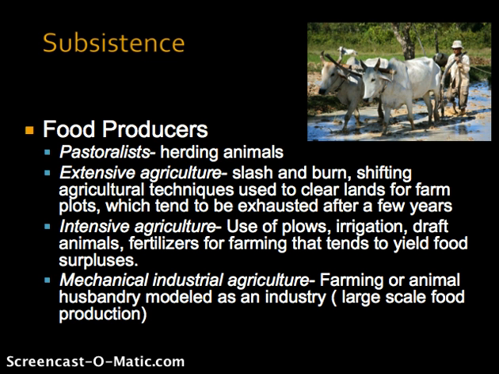Intensive agriculture, here you are utilizing less land to grow more food. You're using more in terms of technology, in terms of plows, irrigation, draft animals, natural fertilizers for farming that tends to yield higher food surpluses. And then mechanical industrial agriculture, this would be farming or animal husbandry which is modeled as an industry. This is what we would see in things like confined animal feeding operations, or many of the operations across the Great Plains of the United States, which rely on very intensive methods and monocultures of crops overall.